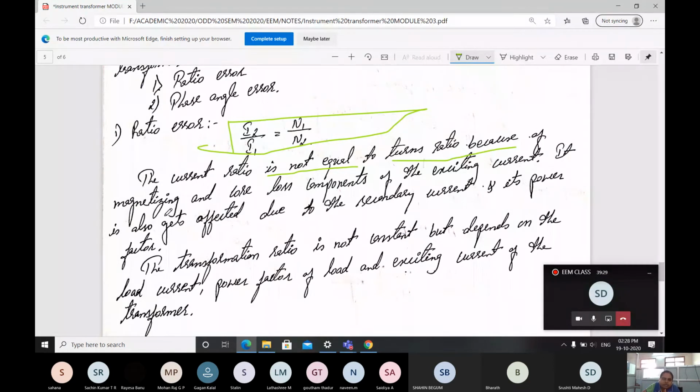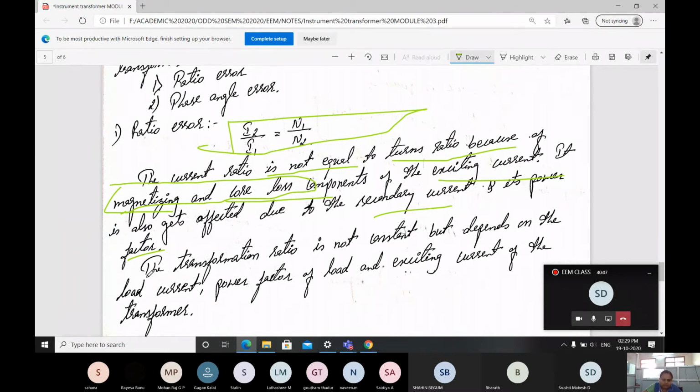Why? Because of the magnetizing and core losses. The magnetization effect is there, and also the core loss components of the exciting current. It also gets affected by the secondary current and its power factor. That is mainly the magnetizing and core loss components existing in the windings. That is the drawback, so we are not getting the exact ratio.